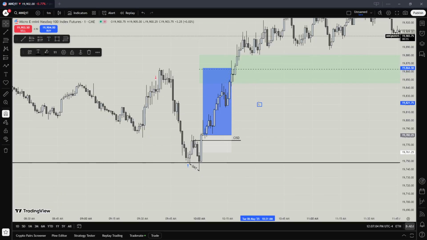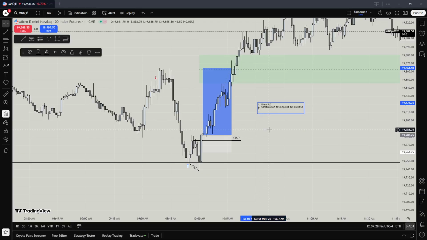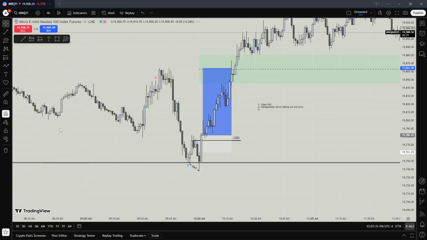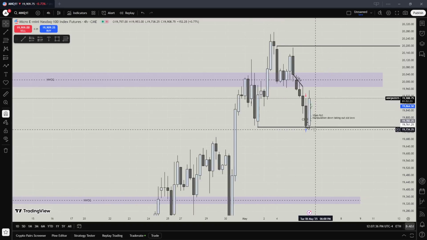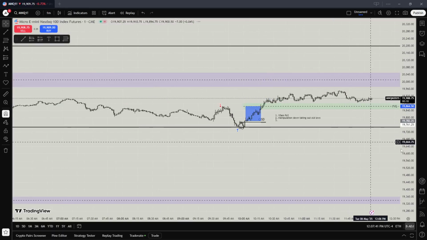What are we looking for? 10 a.m. Po3. Manipulation down. Taking out old lows. So that's the liquidity sweep, okay? On the 4 hour, you can see taking out the lows that I'm talking about are these. These are the lows I'm talking about. We come down and sweep those lows before moving up, okay? So now, back to the 1 minute.